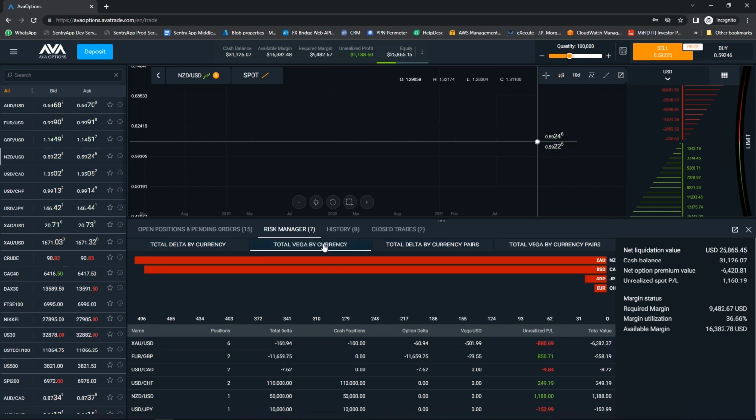You can also see your exposure to volatility. Vega is showing us how much we're going to make or lose as implied volatility changes. So if we are short options, if implied volatility rises, we're going to lose money, and that's what this is showing. Our Vega, we're short $500 of Vega in gold. So if implied volatility goes from, let's say, 16 to 17, we're going to get hurt in gold on a mark-to-market basis.